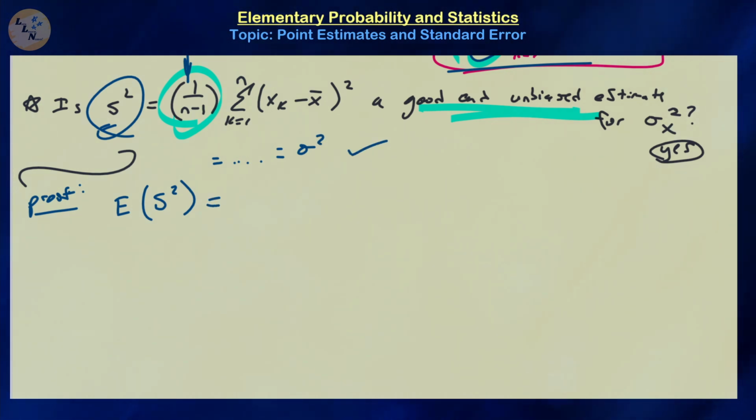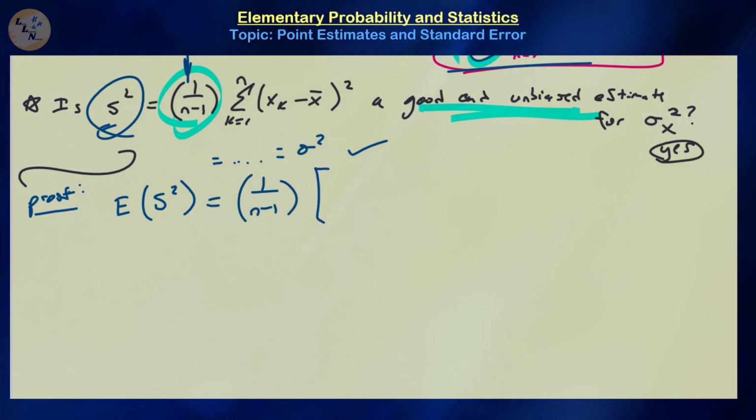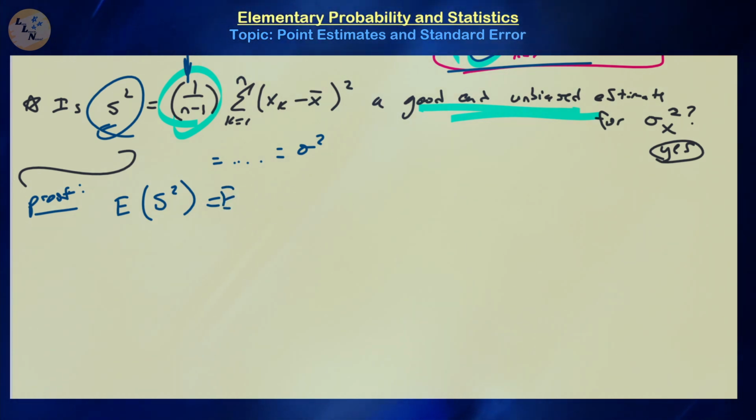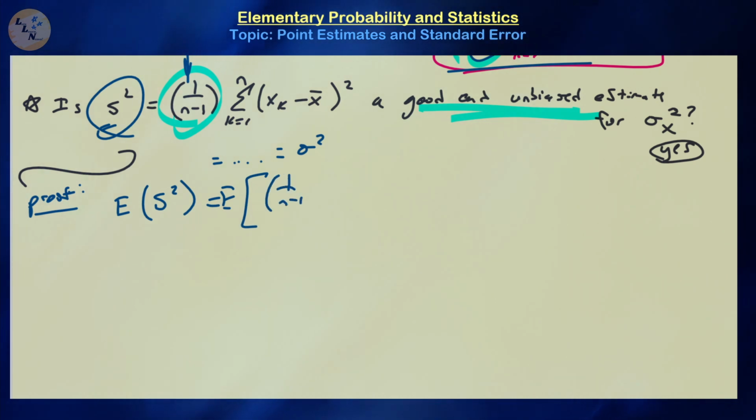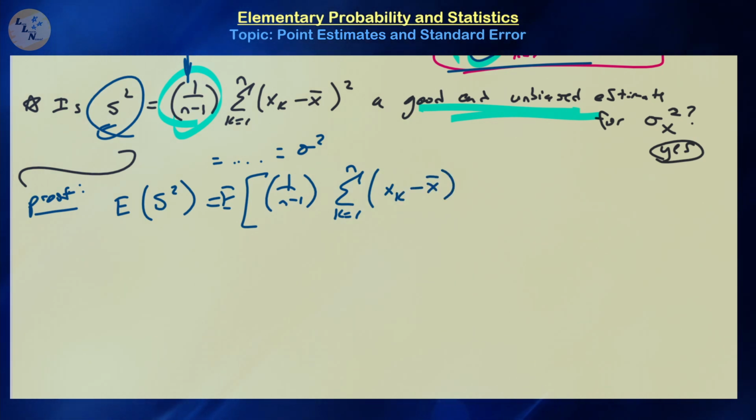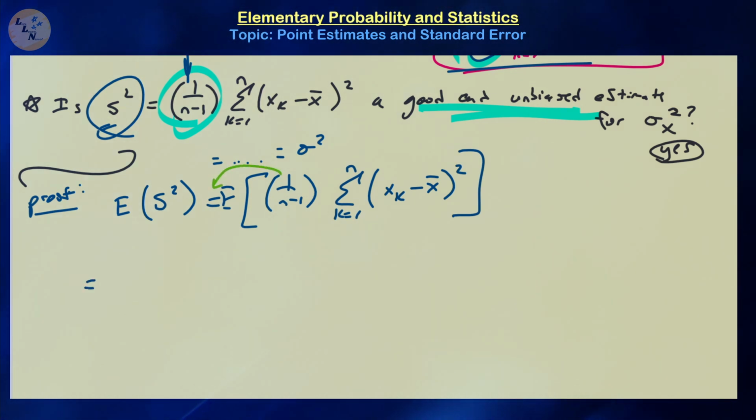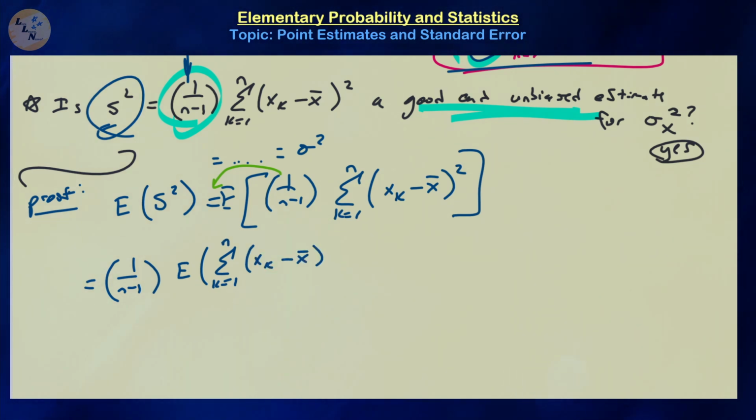So the expected value of s squared is going to be equal to the expected value of 1 over n minus 1 times the sum from k is equal to 1 to n of xk minus x bar, the quantity squared. First off, we can factor out this 1 over n minus 1 because that's just a constant, nothing fancy there. So we have 1 over n minus 1 times the expected value of the sum from k is equal to 1 to n of xk minus x bar, the quantity squared.